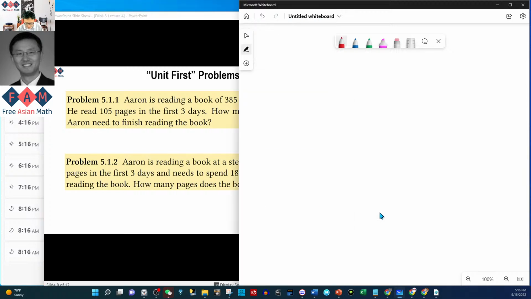So this time we will use exactly the same first step. We will get 105 divided by 3. That's the pace. That's the unit quantity we are talking about here. This is how many pages per day. This time, remember, division, multiplication, they are inverse to each other. This time we will just times 18 days, because the first quantity gives us how many pages per day, and now we know Aaron spends 18 days. This would give us the total number of pages.